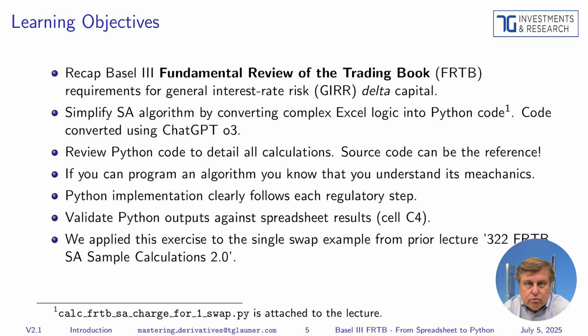Next, we will walk through the code to expose every calculation, highlighting how the source itself can serve as your permanent reference. Being able to program an algorithm is clear evidence that you understand the mechanics. Because this Python version shadows each regulatory step, it offers an ideal step-by-step learning exercise. We will validate the script's output against the original spreadsheet's results. All of this applies directly to the single swap example examined in our previous lecture.